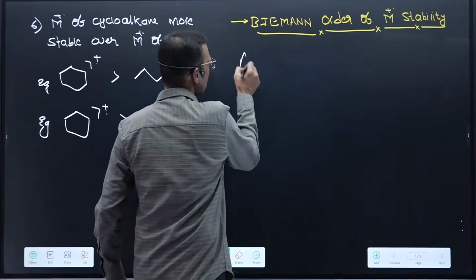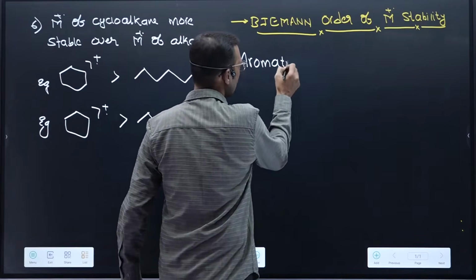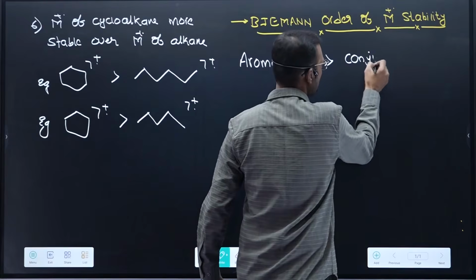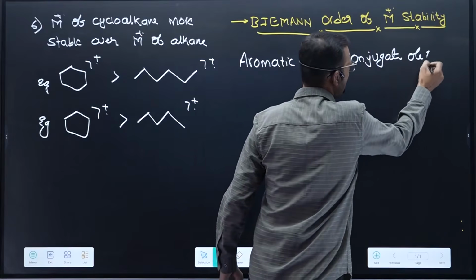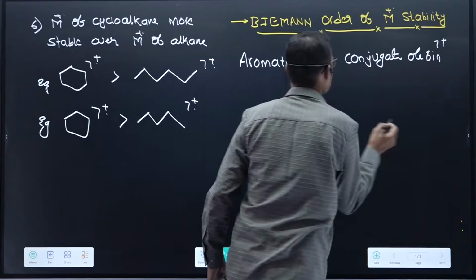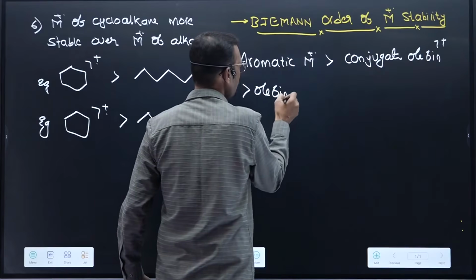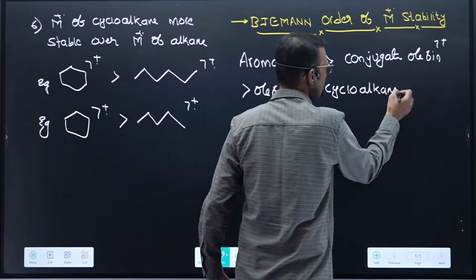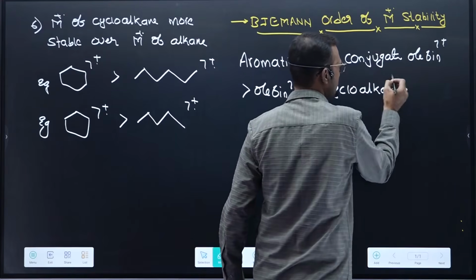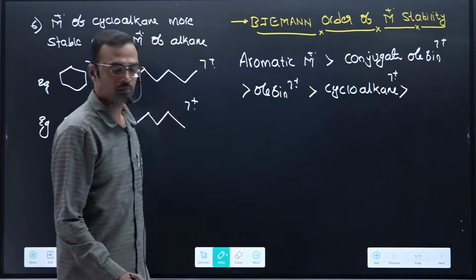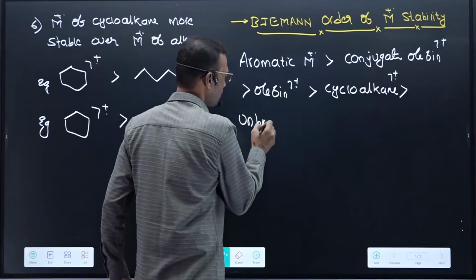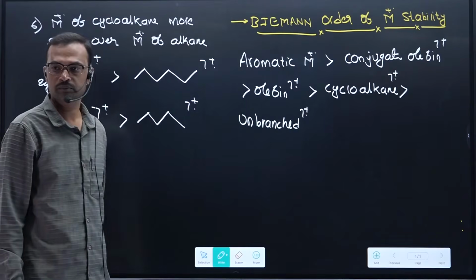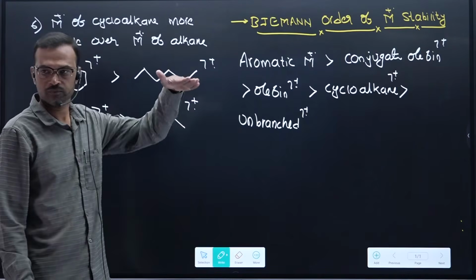So which is more stable? These are all our molecular ions only. The aromatic molecular ion is every time more stable than the conjugated olefin. The conjugated olefin molecular ion is more stable than the olefin molecular ion. Then the cycloalkane molecular ion. Every time you write the molecular ion like this. Then followed by the unbranched molecular ion. What is the meaning of unbranched? Unbranched means open chain.